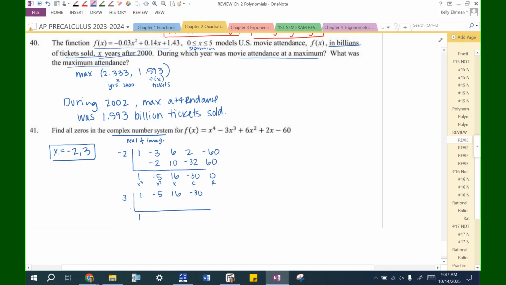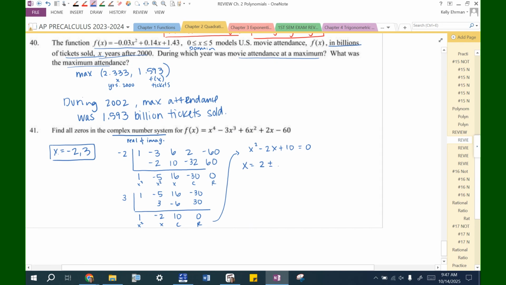Drop down the first number, multiply, add, multiply, add, multiply, add. This represents a quadratic. So now all we have to solve is when x squared minus 2x plus 10 equals 0. This does not factor, because the factors of 10 are 5 and 2, and there's no way that's going to add or subtract to negative 2 in the middle. So I've got to do quadratic formula for this one.